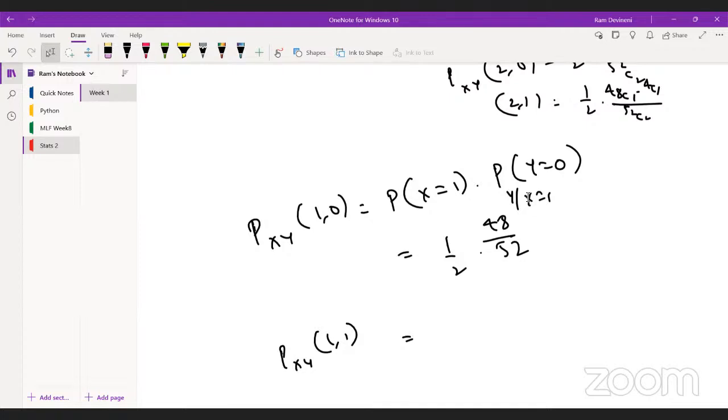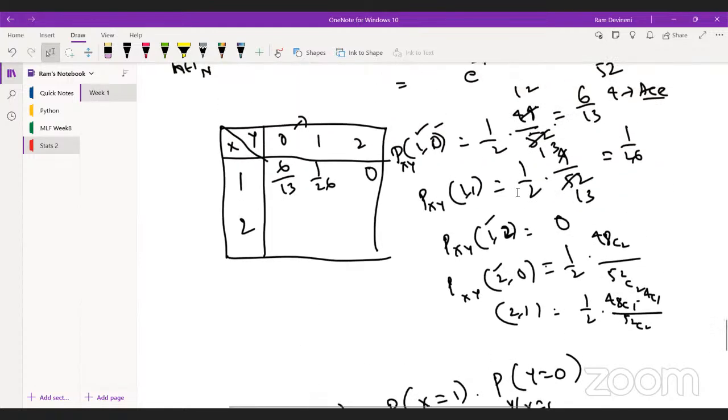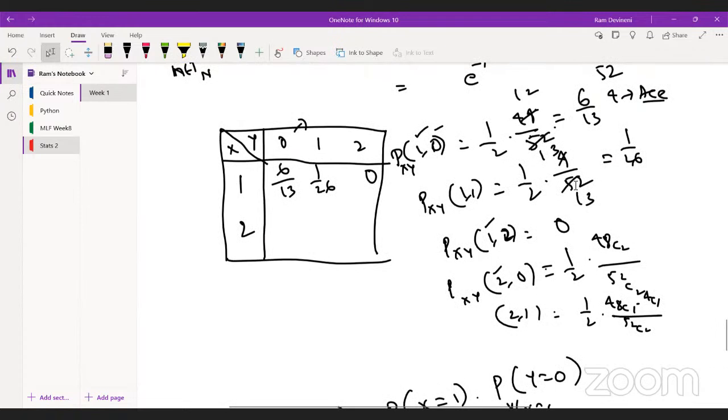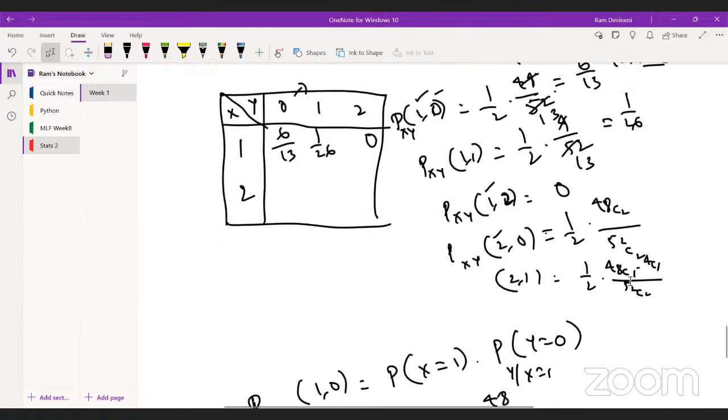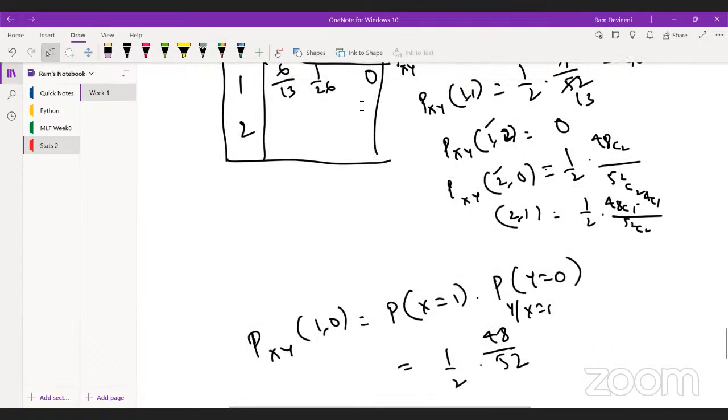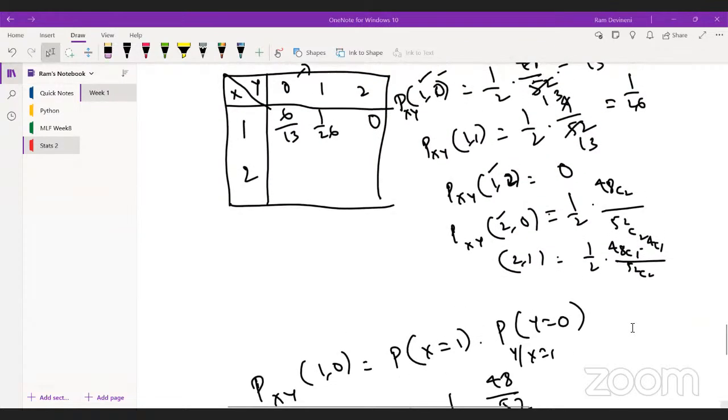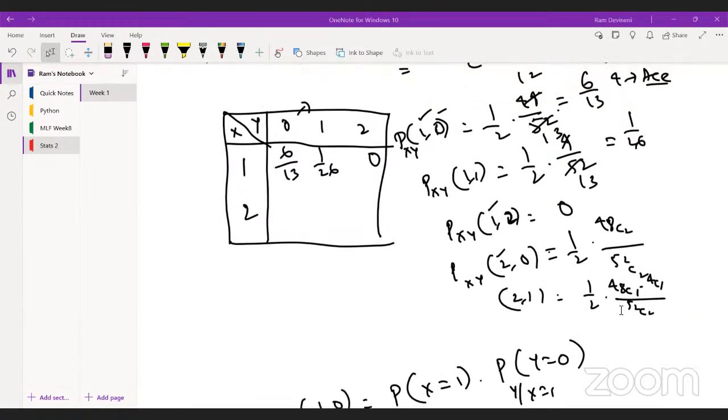Clear on this? It's not independent. What I have written here is 48 by 52, this 4 by 52, 48 C2 by 52 C2. That is a conditional probability one. Basically what I was thinking is that both cases, for example uniform versus binomial, together will be independent. No, that need not always be the case.